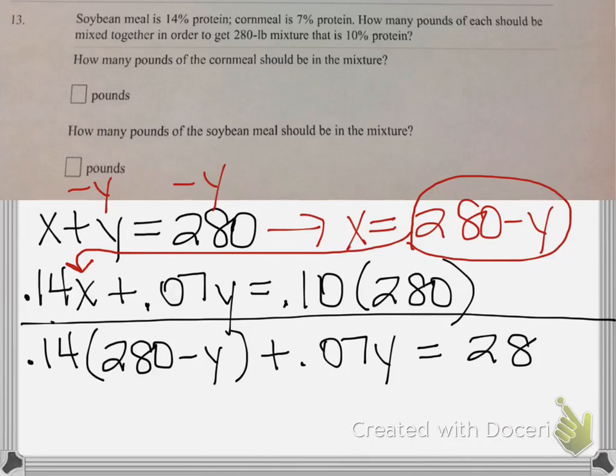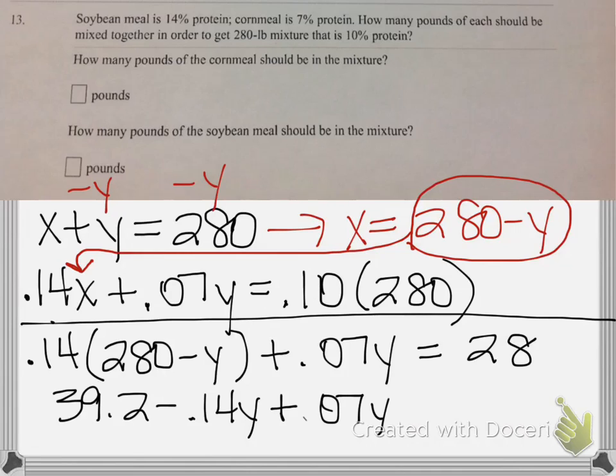So I'm going to have to distribute my 0.14, and when I do that, I get 39.2 minus 0.14y plus 0.07y equals 28.